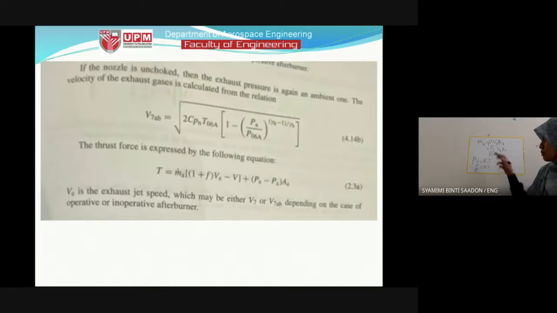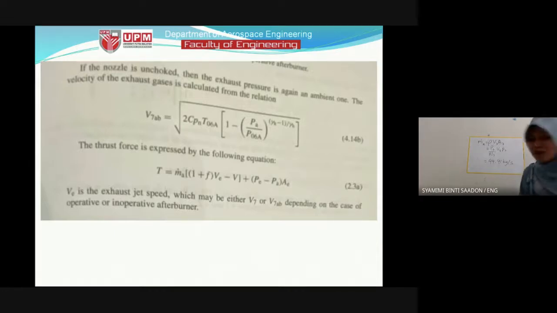Okay, so we have all these values. P7 just now 96.48 kilopascal. Change to Pascal, you have to use all the SI units. R is 287. T7 just now 920. V7, A7 given. Okay, so we have MA equals 44.41 kilogram per second.